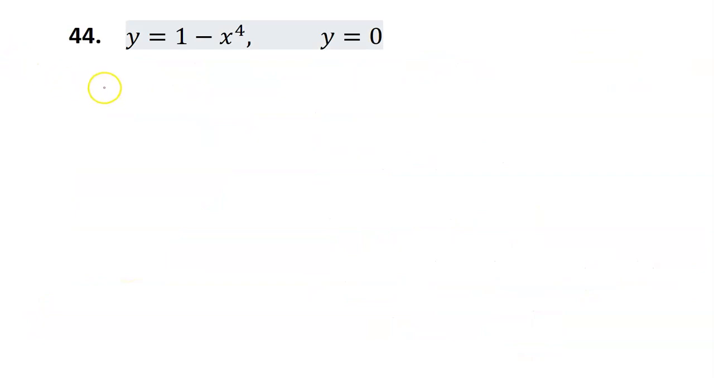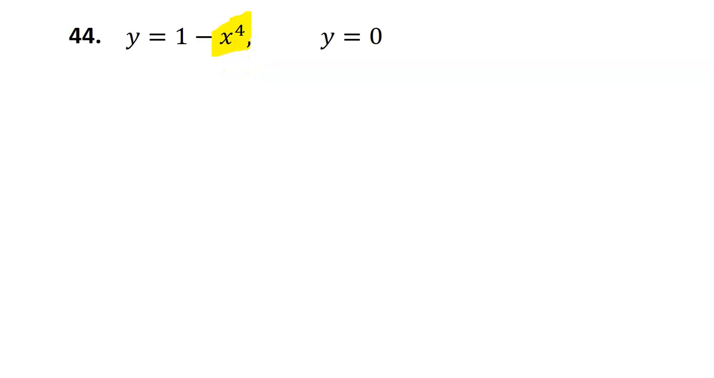Let's do one more example. For number 44, we need to find the area of the region bounded by y equals 1 minus x to the fourth power and the line y equals 0. Well, we know what the line y equals 0 looks like. But what does the function 1 minus x to the fourth power look like? We've got a quartic function here that we're dealing with.